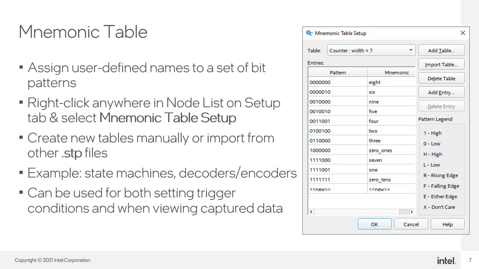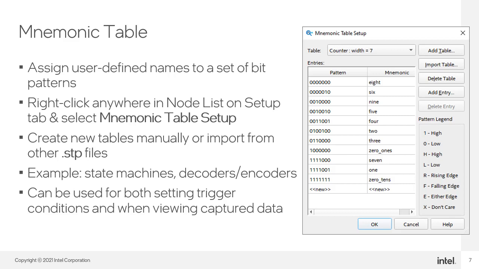To make it easier to set group values for triggers and recognize the meaning of specific bit patterns in group capture data, you can create mnemonic tables. A mnemonic table is simply a table where specific bit patterns are associated with recognizable names or labels. Mnemonic tables can be used in both the Setup and Data tabs of the Signal Tap file window. On the Setup tab in the node list, an entry from a table can be used to define a trigger, as seen on the previous slides.